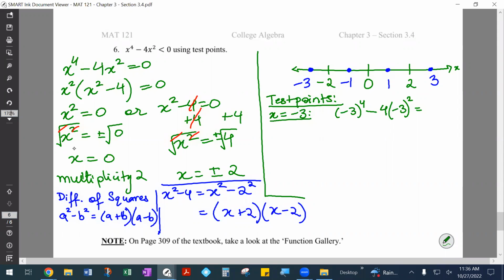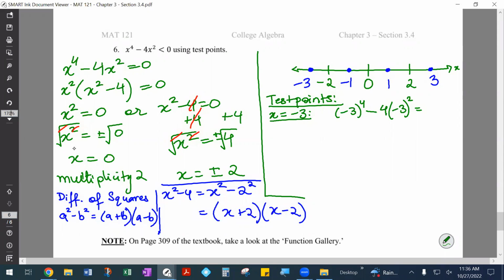So Della, to answer your question, the x plus 2 by itself has a multiplicity of 1, and then the x minus 2 also has a multiplicity of 1, because they come from different factors. So each one of them has one multiplicity. Okay.